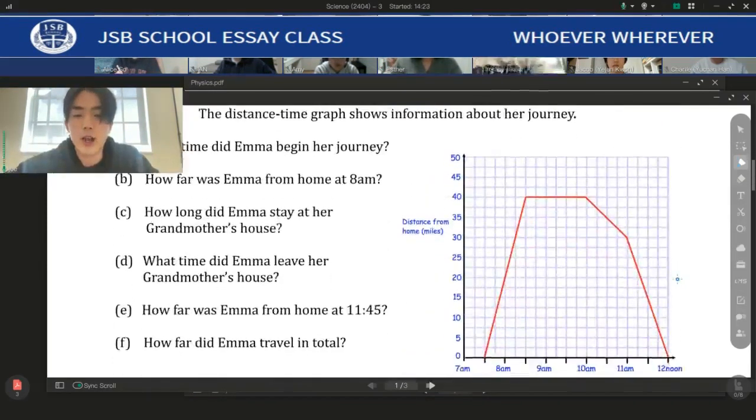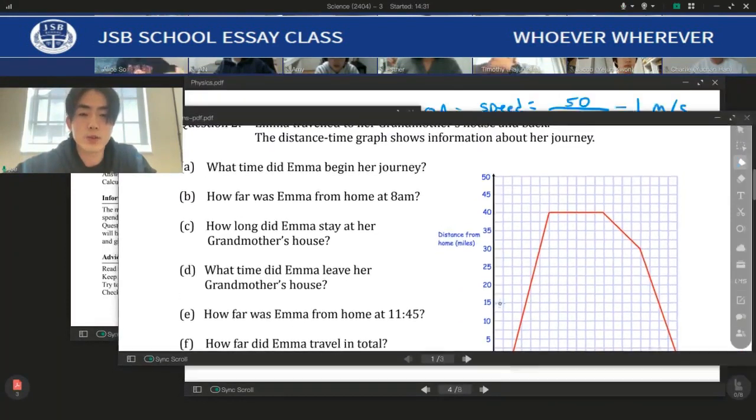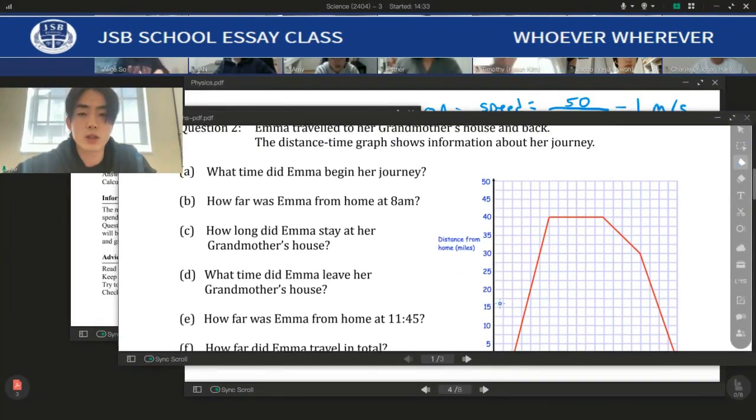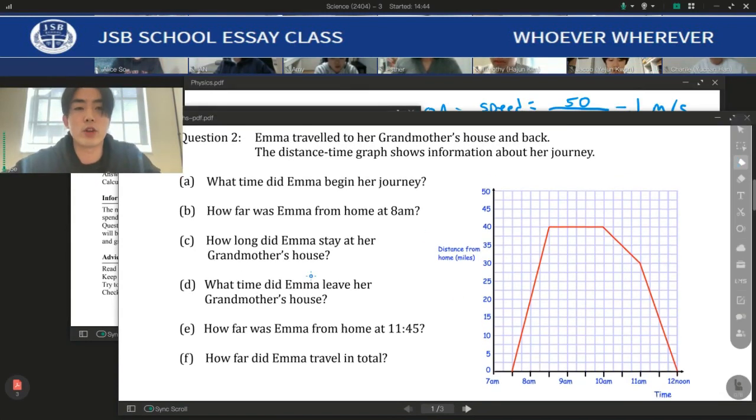Okay, so I want you guys to try it on your own. Let me find a question. Can you guys see this question too? It's a bit small, sorry about that. Okay, question 2. Everyone try parts A, B, C, D, E, F on your own, please. I'll give you 3 minutes, so try it on your own.